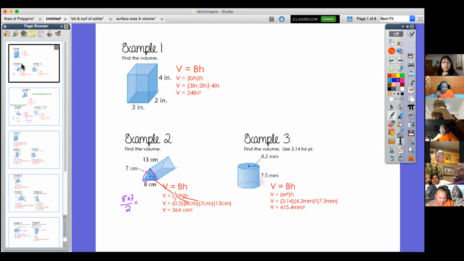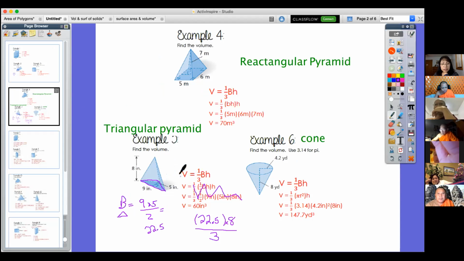Okay, now that you've seen it, you understand the prism, the cylinder, the pyramid, and the cone. Okay, so you check the answer already. So now we're going to start with 7 to 15. I'll go slow.